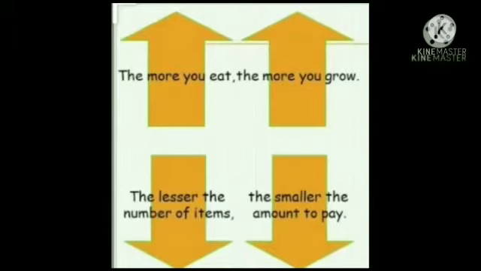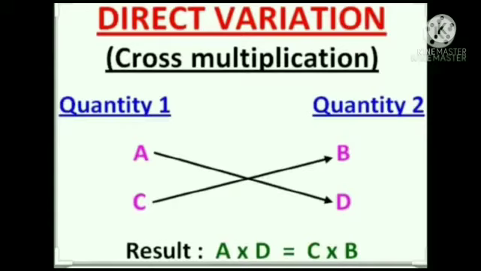Now see students, the examples of direct proportion. The first one: the more you eat, the more you grow. As you eat more, you will grow more. Means if the first quantity increases, the second quantity will also increase. The second one: the lesser the number of items, the smaller the amount to pay. If you take fewer items, the amount you have to pay is smaller. Means if the first quantity decreases, the second quantity will also decrease. Clear? So this is the example of direct proportion.